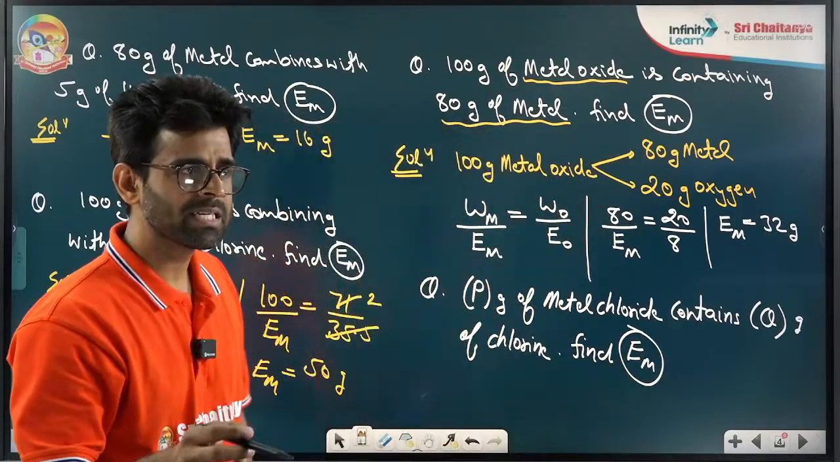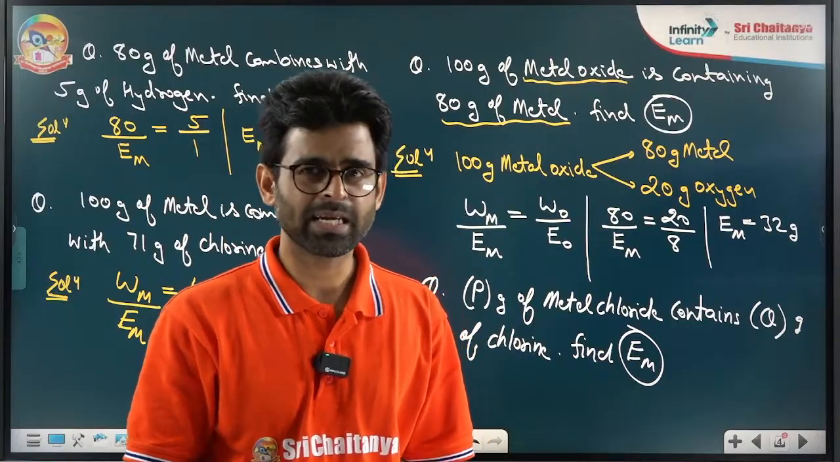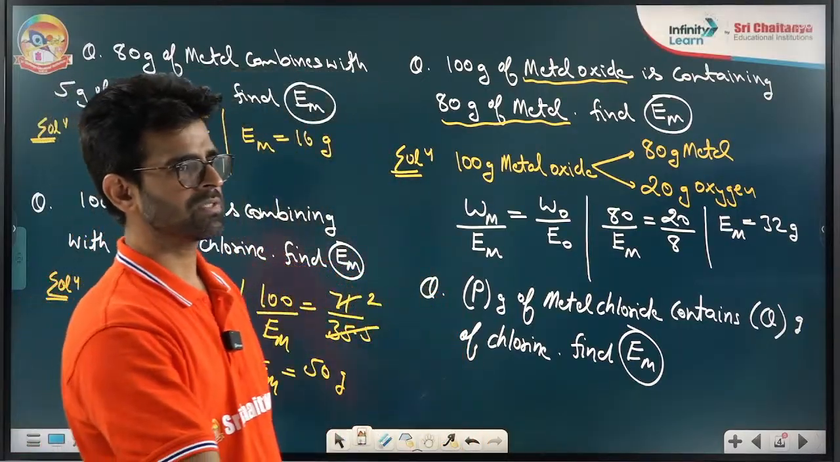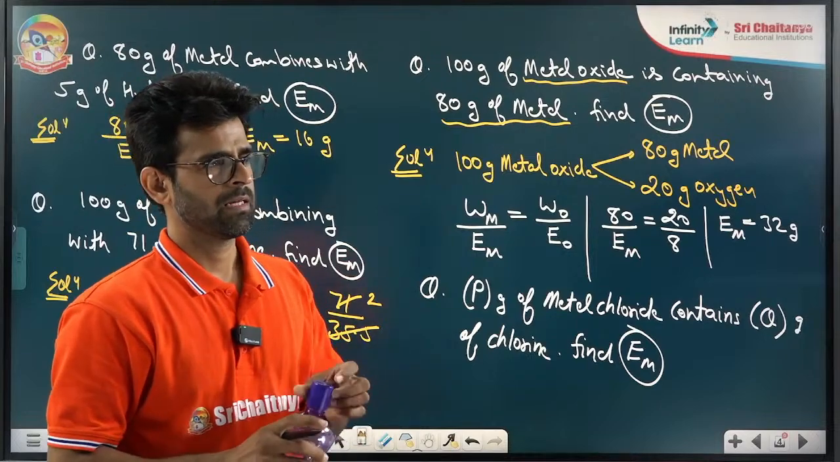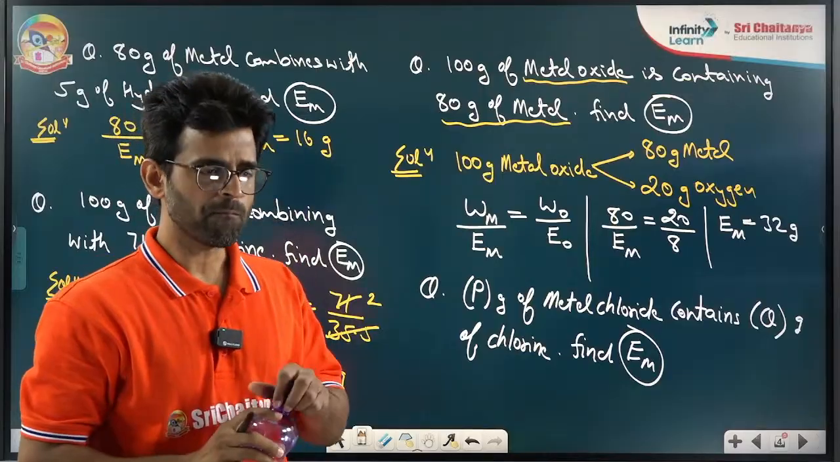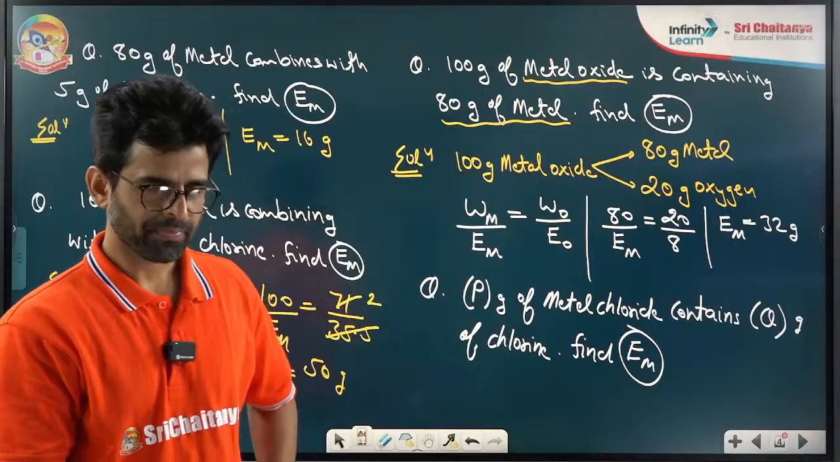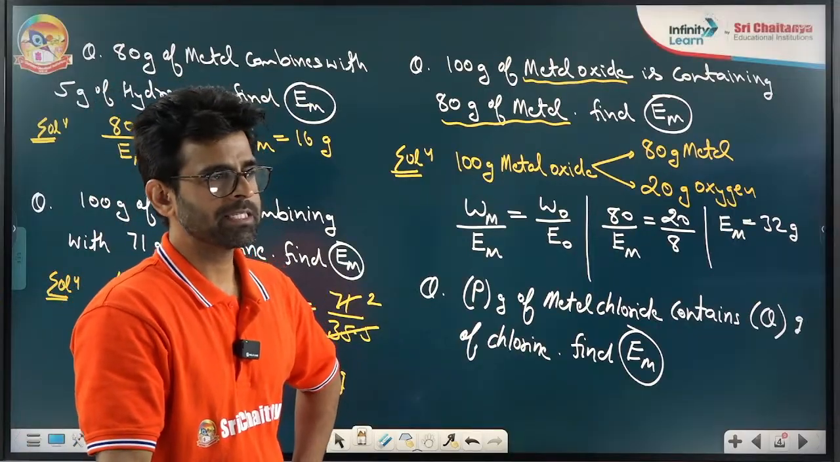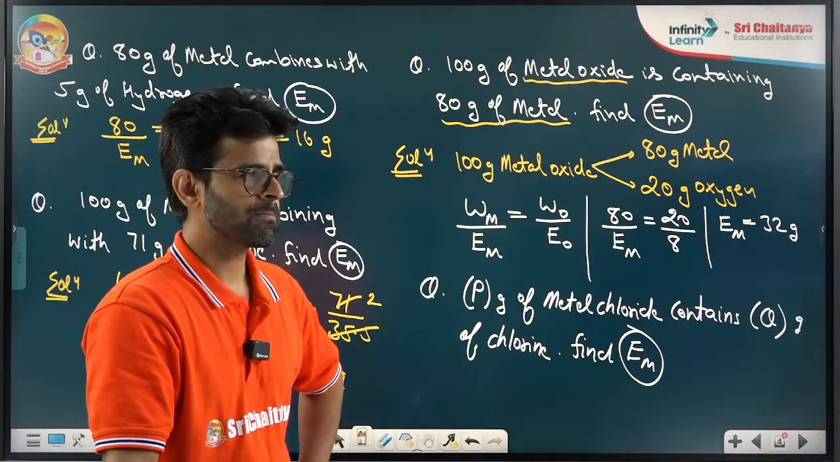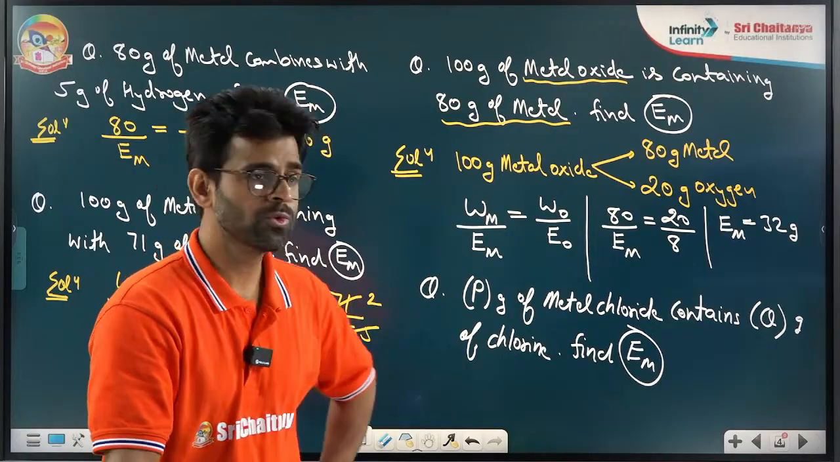Exactly same. This time I gave it in the form of P and Q, instead of writing 100 or 20. So please try. This time I gave just P and Q, so be careful. P gram of metal chloride has how much chlorine? Q gram.